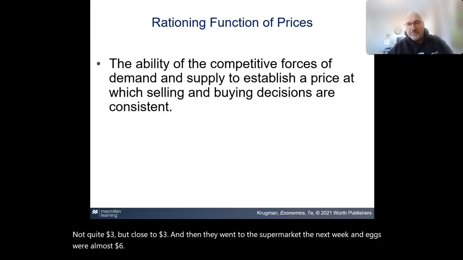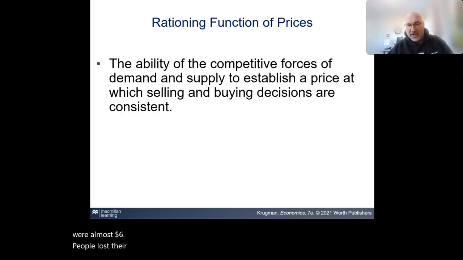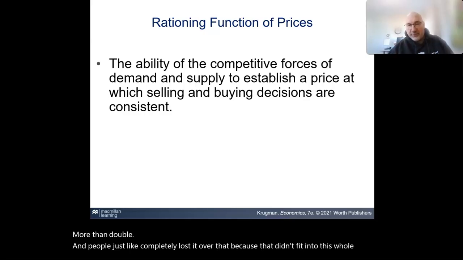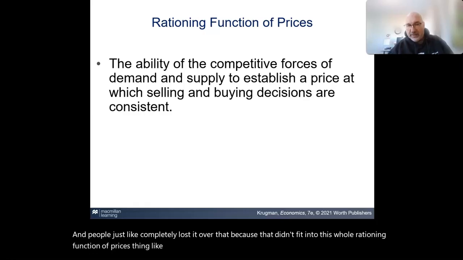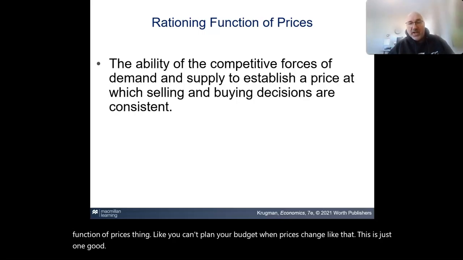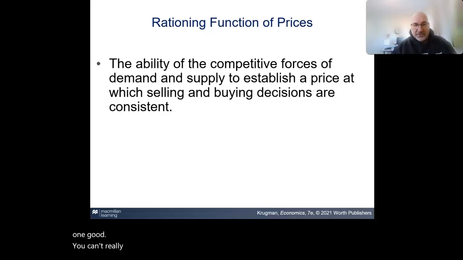People lost their minds because that is not supposed to happen. If it goes to $3.25, yeah, that's fine. That's a little much, but that's fine. These prices went more than double, and people completely lost it over that because it didn't fit into this whole rationing function of prices thing. You can't plan your budget when prices change like that. This is just one good, but you can't really plan when prices change like that.